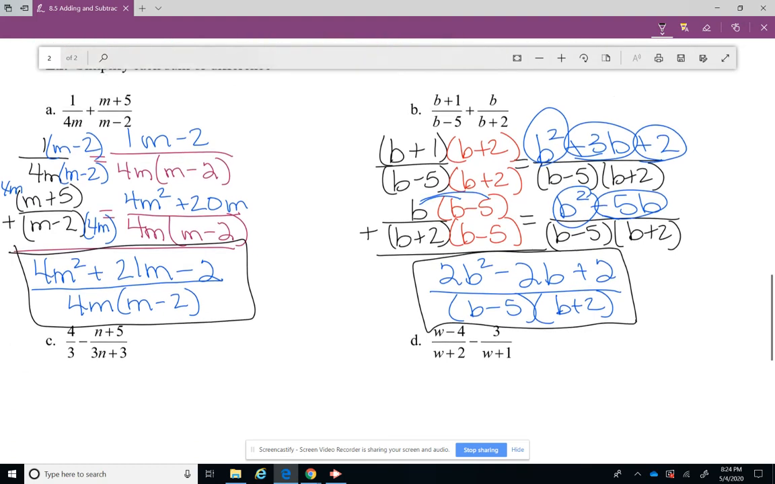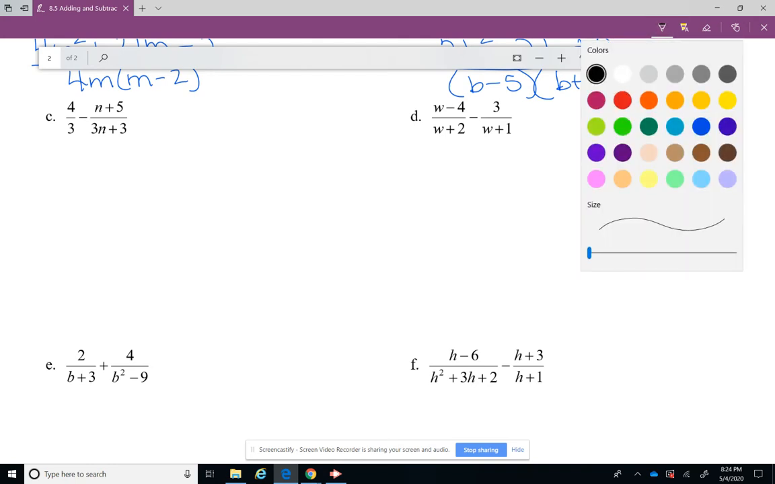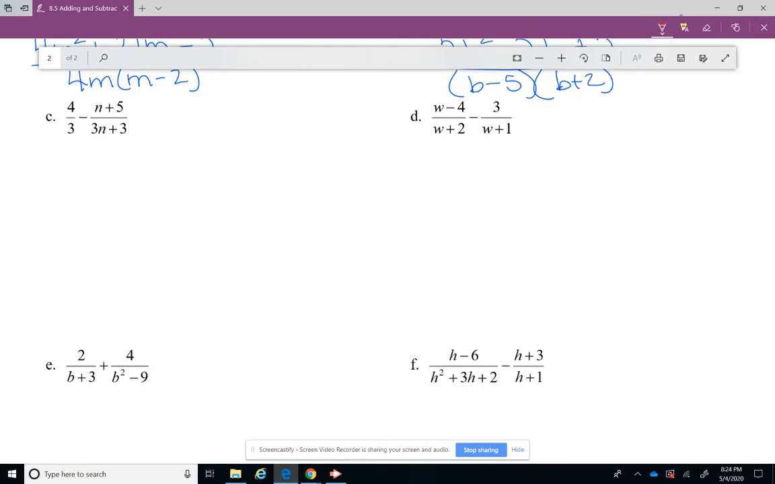All right, let's look at C. Now, the first thing I'm going to do is take that negative right there and distribute it. So this negative right here, okay, I'm going to distribute that negative. That's what I'm distributing. So it's going to be negative n and -5, and I'm going to turn this negative sign down into a plus sign. All right, so we have 4 over 3.